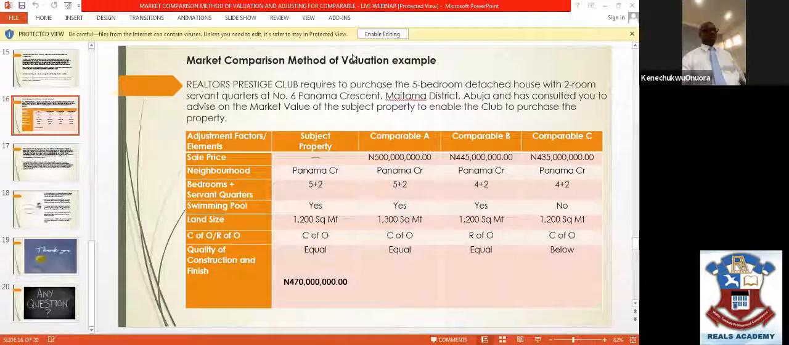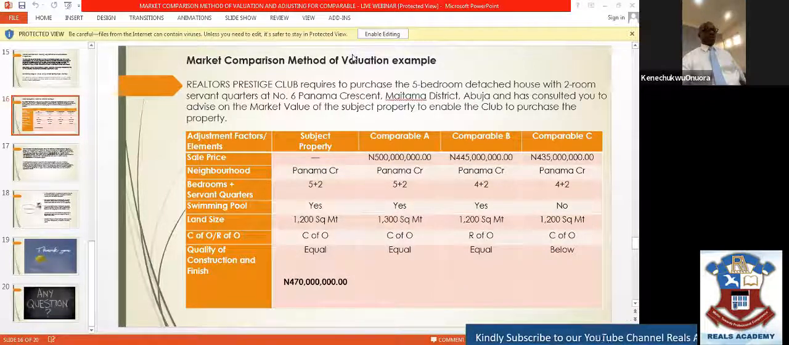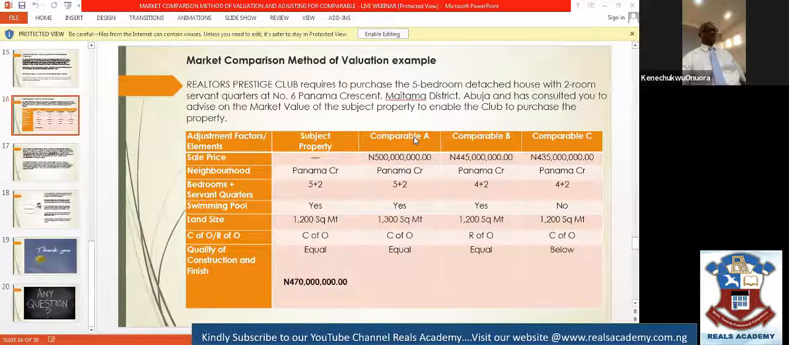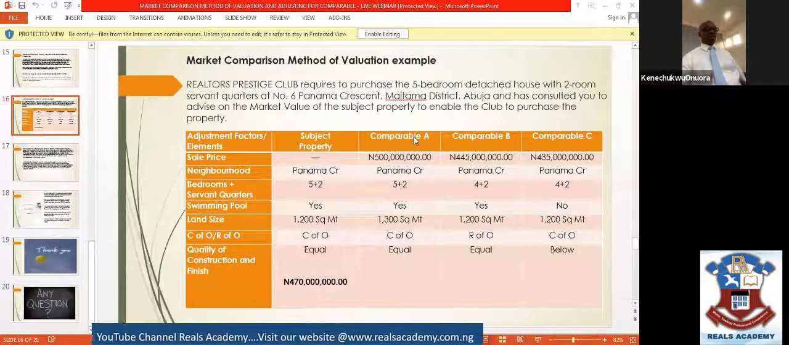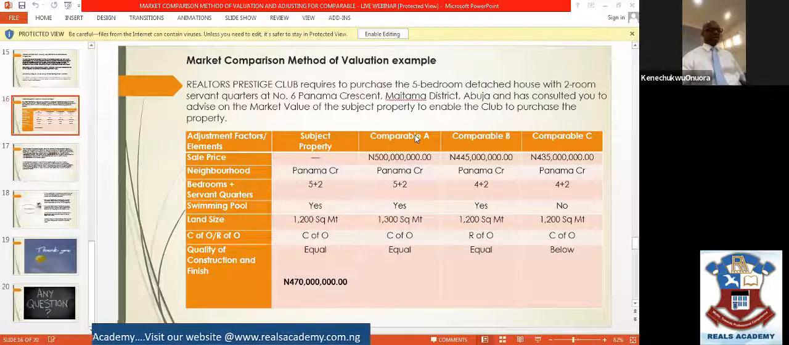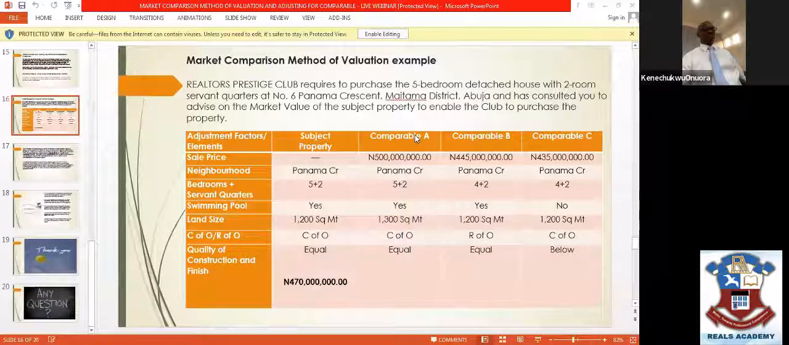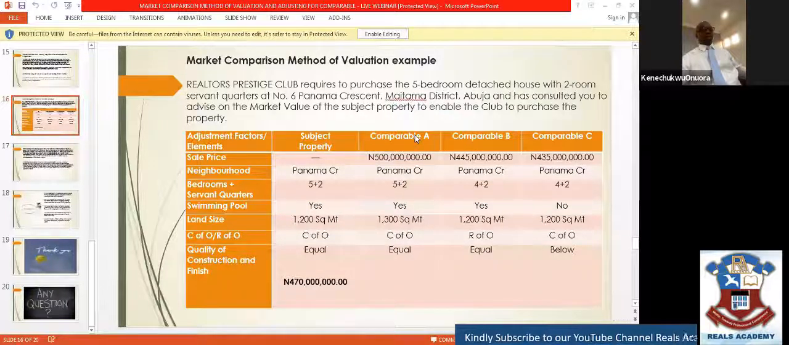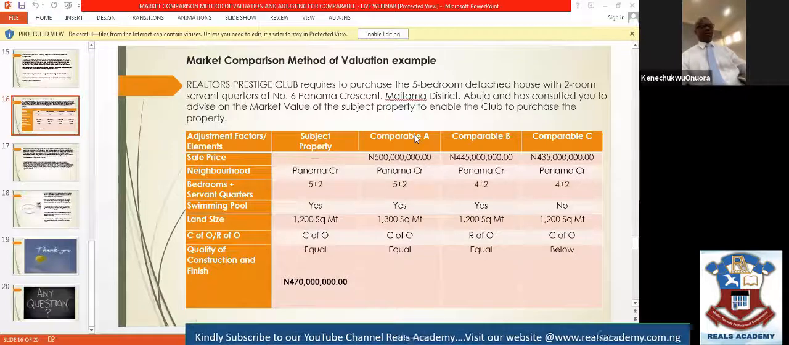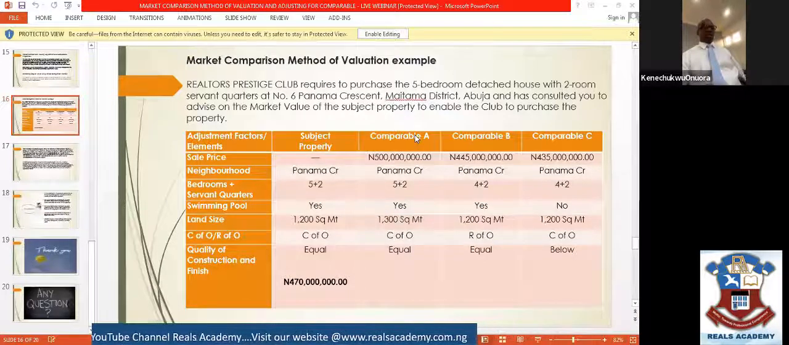The sale price is one of them. The neighborhood as location, bedroom count and servant quarter count, swimming pool, land size, whether it has a C of O or any other title document, quality of construction and finish. Those are the listed adjustment elements. Then the first column is the subject property. The subject property does not have any sale price, so you're not adjusting anything on the subject property at all. It's the adjustment from the other properties that will count and give you the Naira amount and the market value you're looking for.